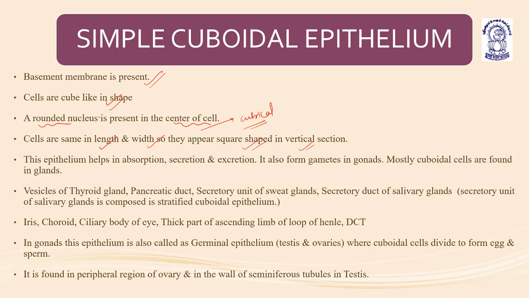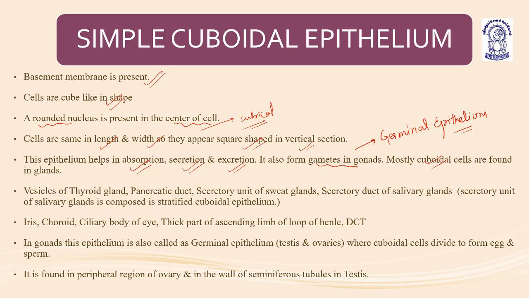This epithelium helps in absorption, secretion, and excretion. The main function of the cuboidal epithelium is absorption, secretion, and excretion. This epithelium is also called the germinal epithelium. It also forms gametes in gonads. That is why it is known as what? Germinal epithelium.